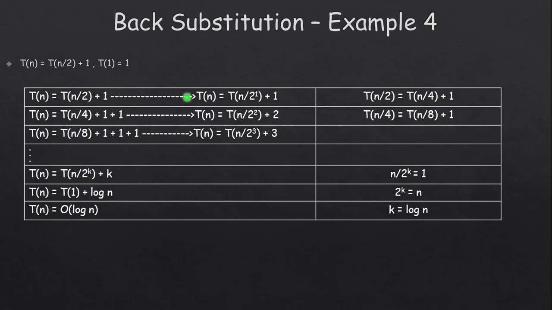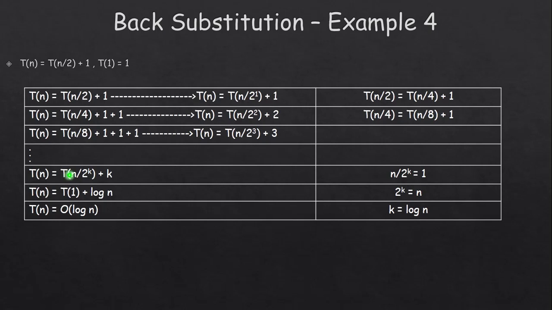So how will this term be written? T of n equal to T of n by 2 raised to 1 plus 1. This 4 can be written as 2 square, so T of n by 2 square plus 2. This 8 can be written as 2 cube, so here it is T of n equal to T of n by 2 cube plus 3. After some point I will write the generalized term. So I will write the kth term here: T of n equal to T of n by 2 raised to k plus k.